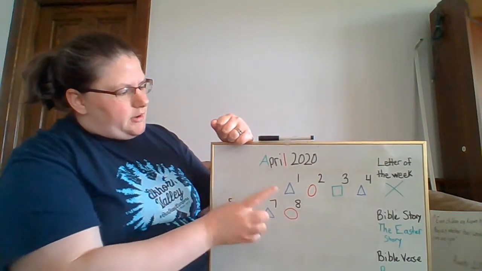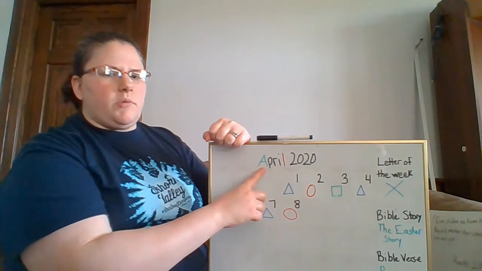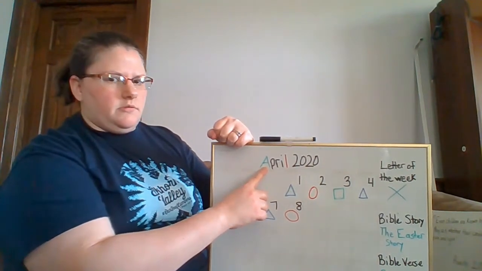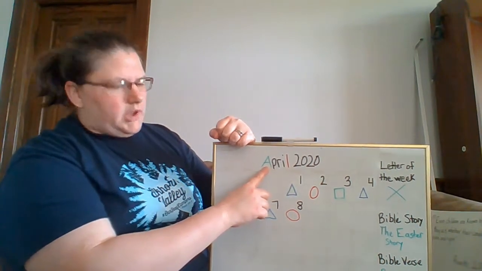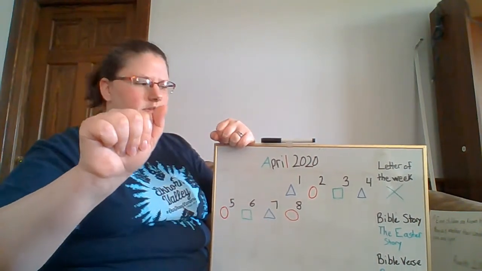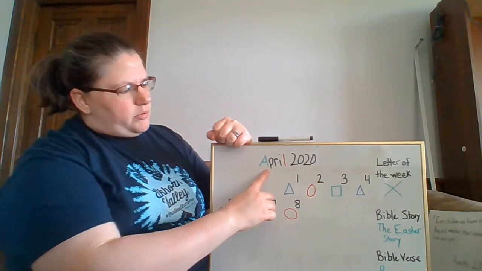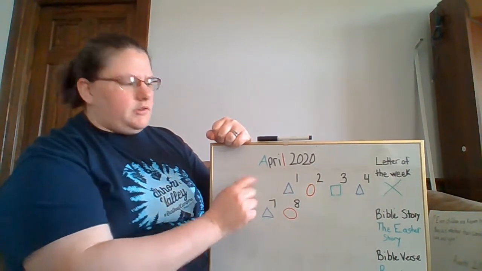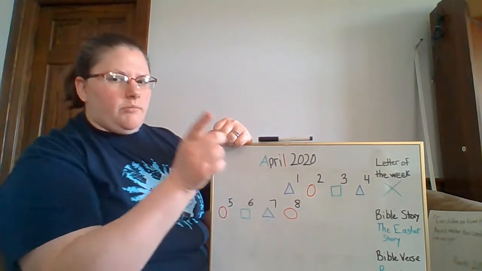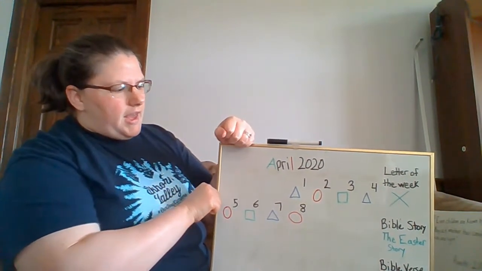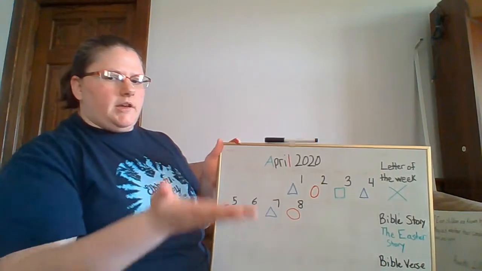All right. Now, we have our month. Who remembers what our month is called? Starts with what letter? A. You're right. A looks like this in sign language, right? So it's April. April. April. There you go. April.